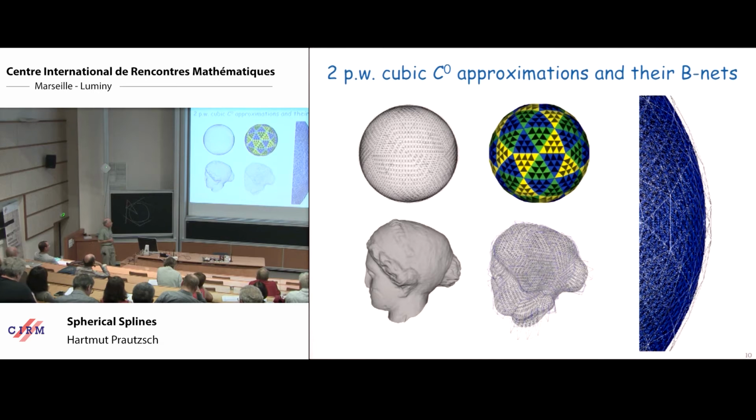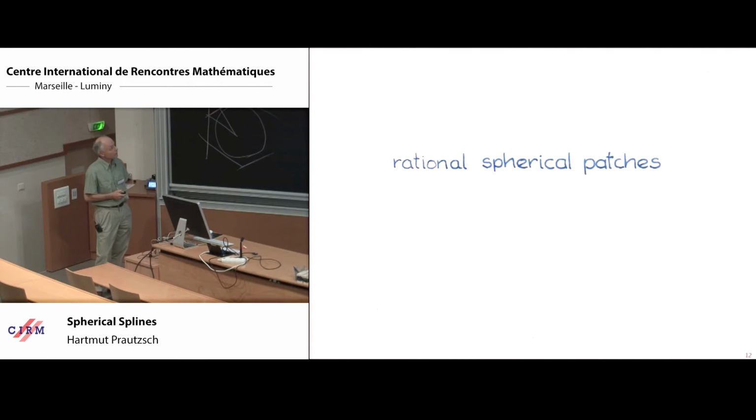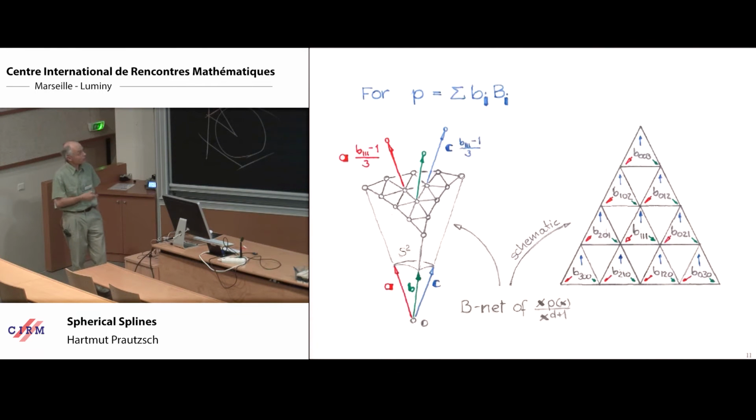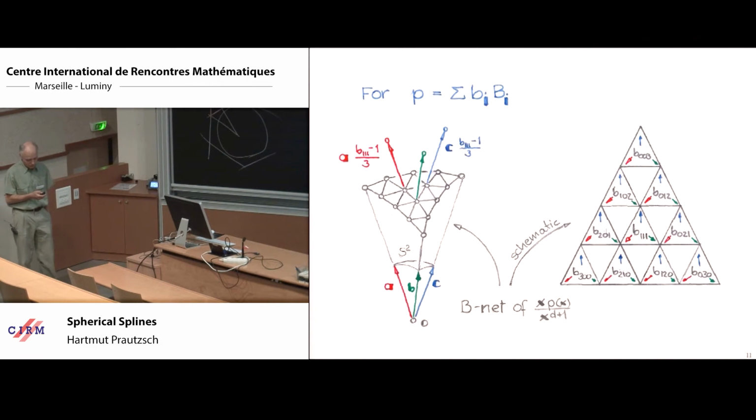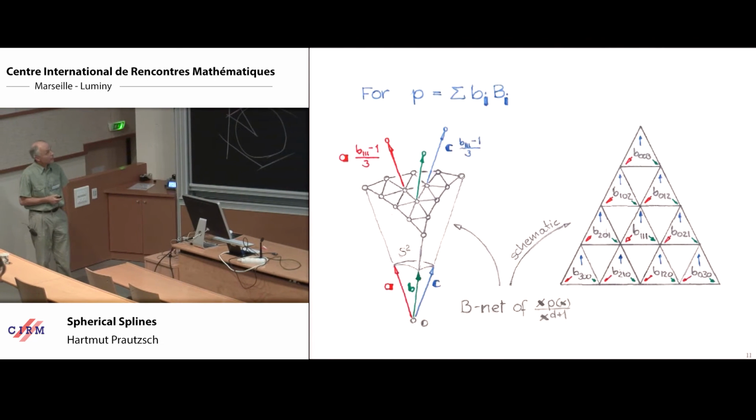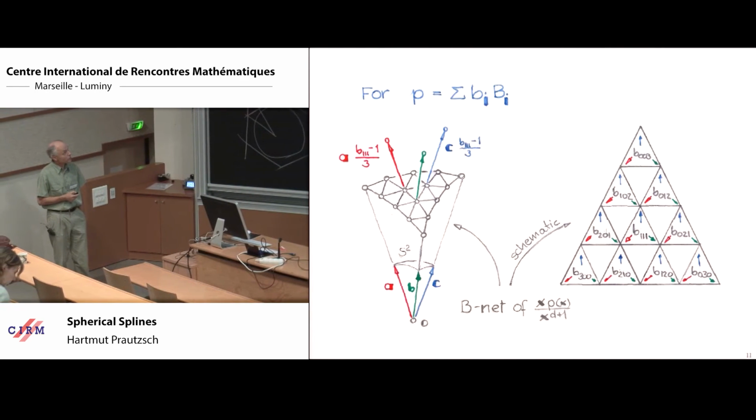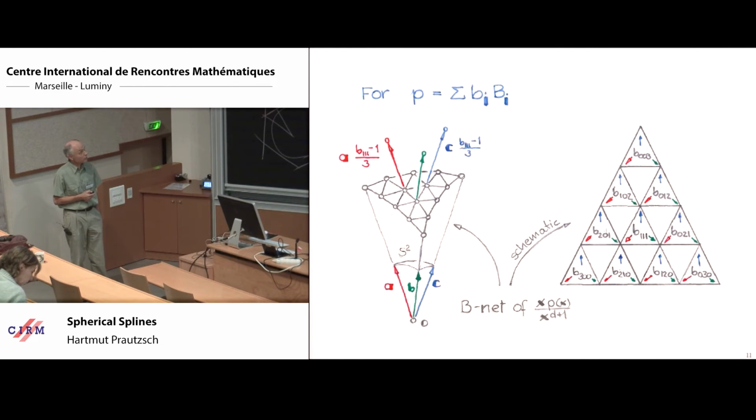These things are special rational patches on the sphere, and before I do this, I come to that. Just explain this briefly. There's a nice relationship between the spherical representation and this rational representation.